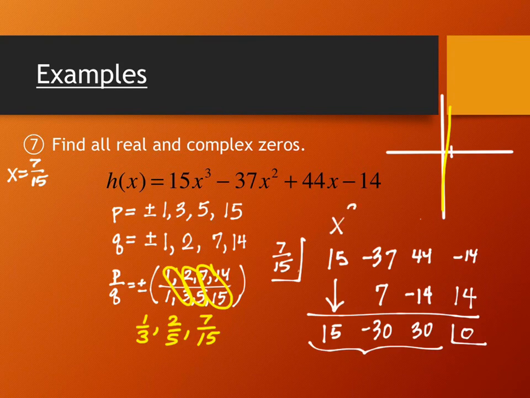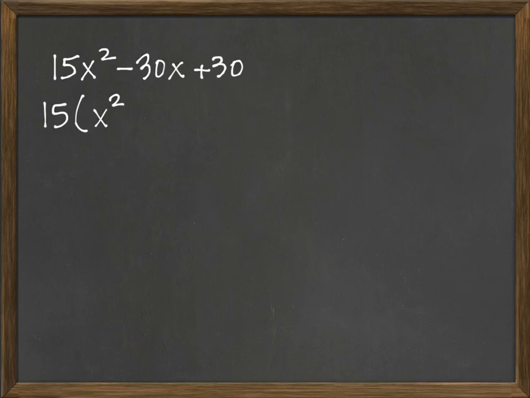So this is the x cubed column, x squared, x, and then my number. But when I have my quotient, it's always one less than what I started with. So x squared, x, my number, and this is a remainder. Okie dokie. Take out a 15. I have x squared minus 2x plus 2. But I hope that looks familiar.